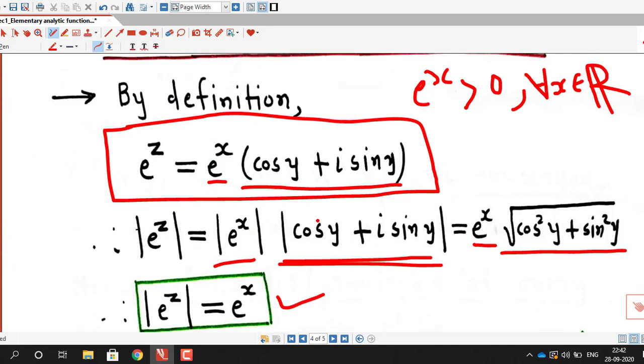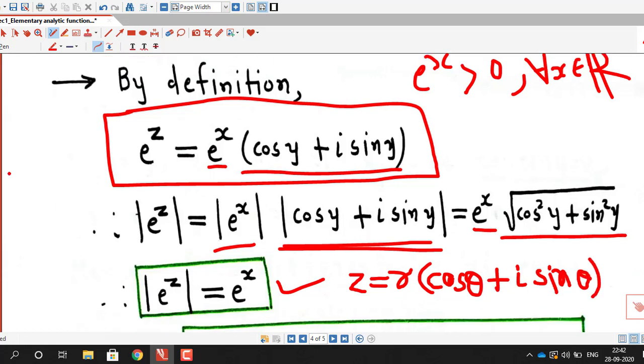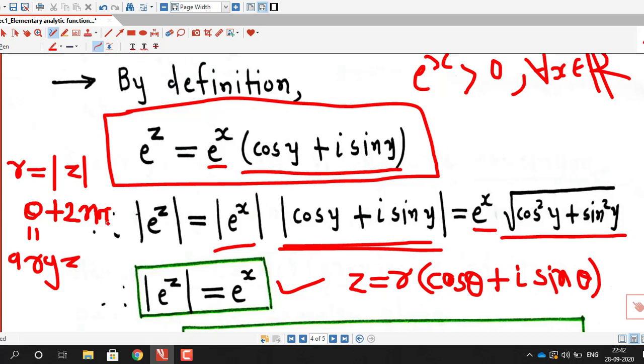Now if you recall the polar form of the complex number, we know that if our complex number is in this form, z equal to r into cos theta plus i sin theta, then this r is nothing but absolute value of z, and this theta is nothing but argument of z, or we can write theta plus 2n pi to include all possible values of arguments.